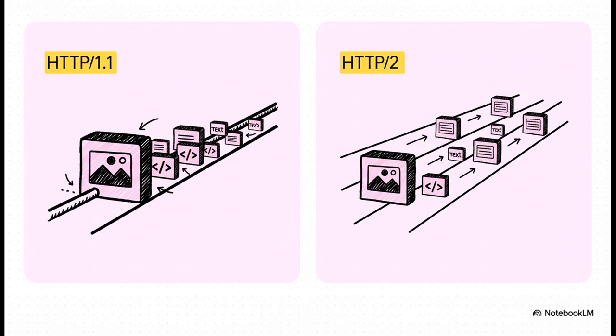HTTP/2 fixed this with something called multiplexing. Now, multiple requests and responses can happen at the same time over one connection. It's literally like turning a single-lane country road into a 6-lane highway. Nothing gets blocked. This one change was huge, and it completely changed how we built fast websites.